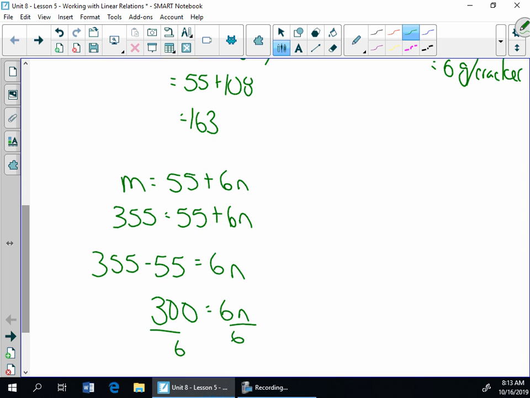Okay, if we don't know parts of a pattern, we can always use an equation to figure them out. Only challenge is building that equation.